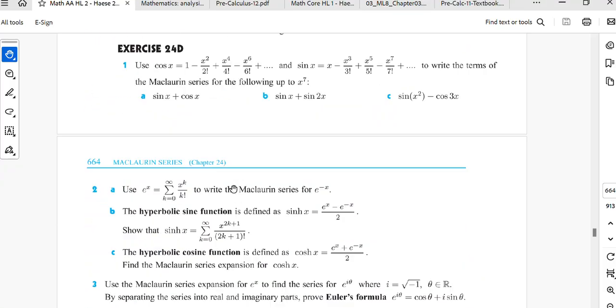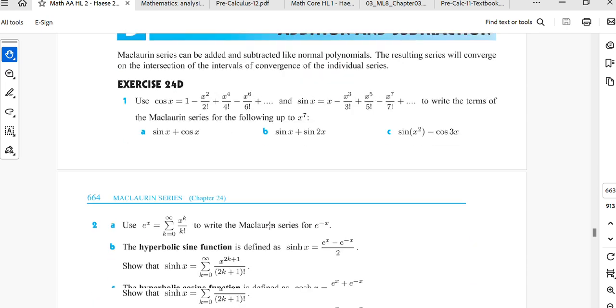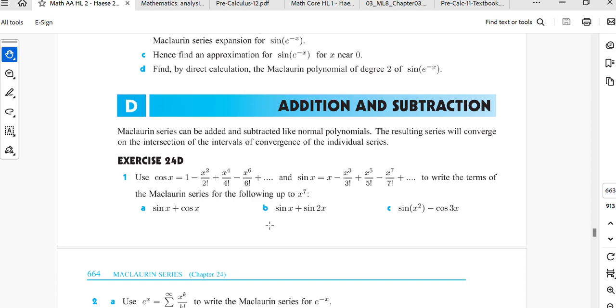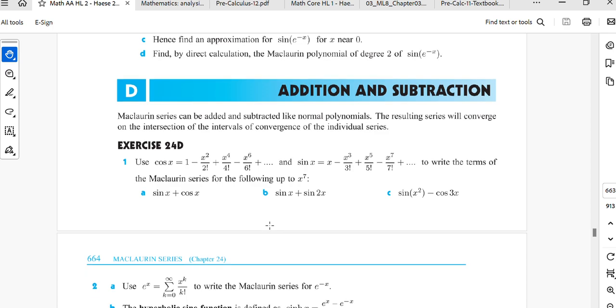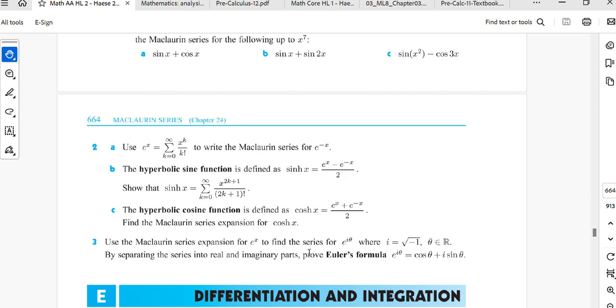The later sections are pretty similar, but just more applications of it. Section D, 24D, is extremely simple. It's just addition and subtraction. So basically, it's a polynomial. So now we can add and subtract the given things together and represent it as one Maclaurin series, basically. Why don't we look at one of the examples here?